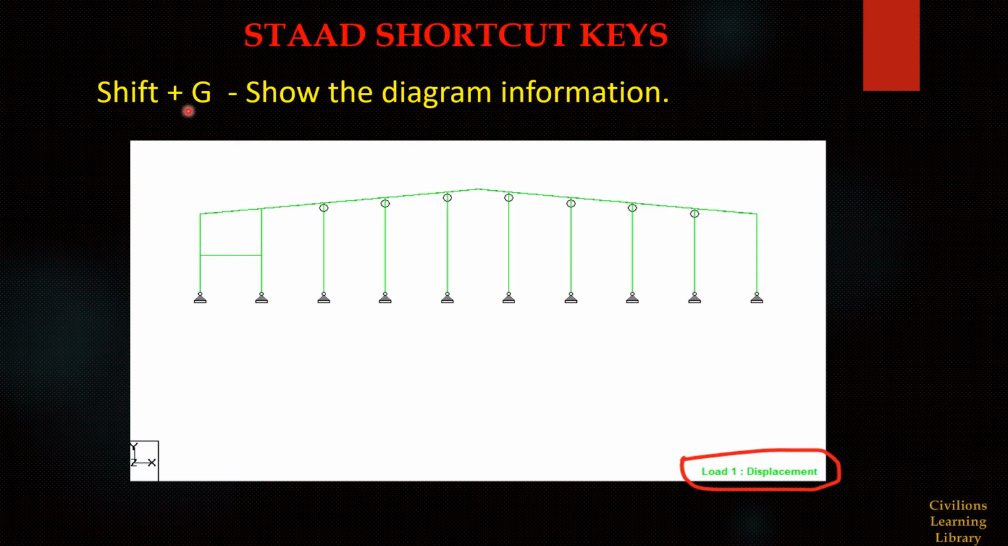Then Shift plus G is used to show the diagram information. You can see the information here. If you press Shift plus G, the information will appear here at the bottom. If you don't want it, you can press again and it will disappear. It will display the load case, load 1 or load 2, and which diagram it is, such as a displacement diagram. Those details will appear here.